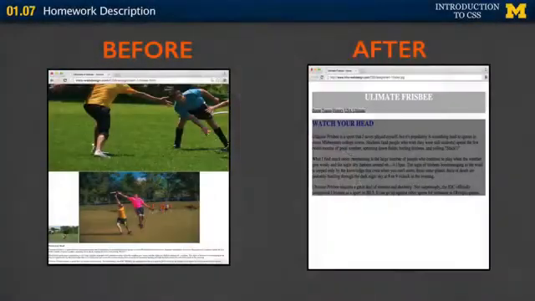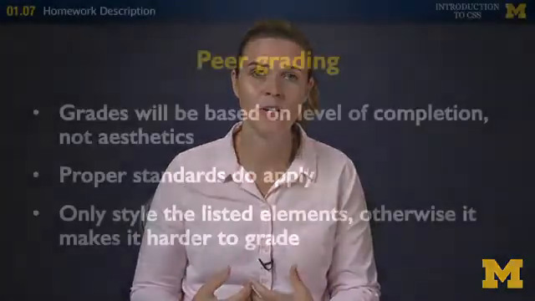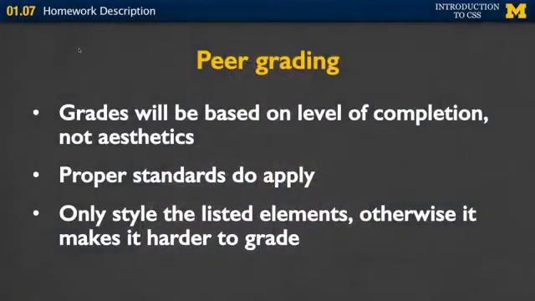So I hope between looking through this example and going online and looking at my before and after shots that you'll be able to do this homework assignment. When you're done, we're going to be using peer grading. When we do this, grades are going to be based on basically how well you were able to finish what we were doing. When I talk about aesthetics, I'm talking about, did you pick pretty background colors and font colors?